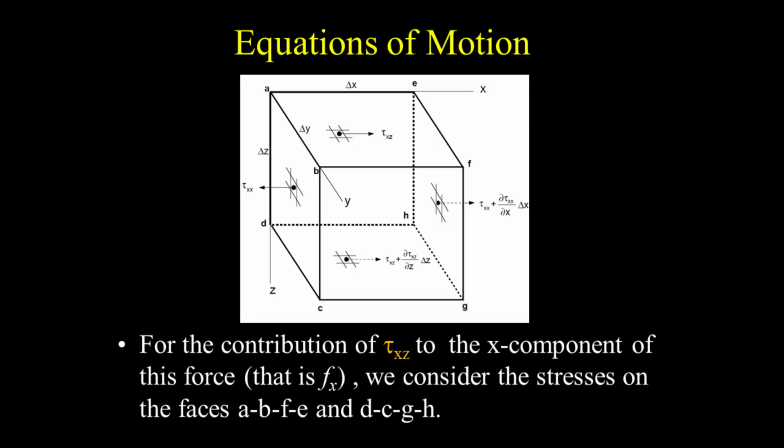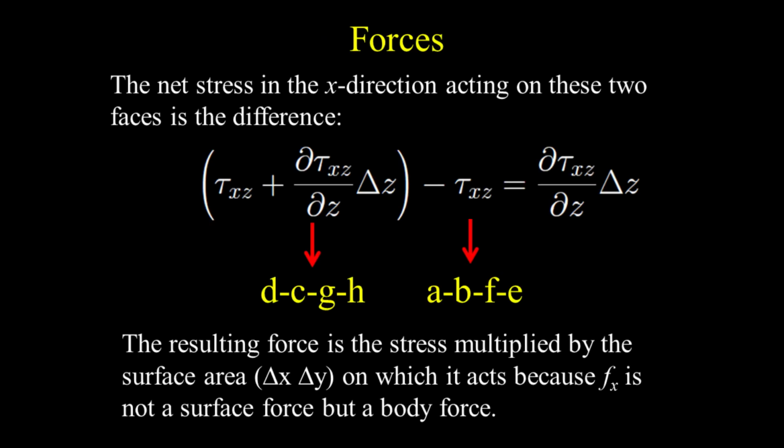For the contribution tau xz to the x component of this force, that is Fx, we consider the stresses on the faces A, B, F, E, and D, C, G, H. The net stress in the x direction acting on these two faces is the difference, which is the stress on the face D, C, G, H minus the stress on the face A, B, F, E. The resulting force is the stress multiplied by the surface area on which it acts, because Fx is not a surface force, but a body force.